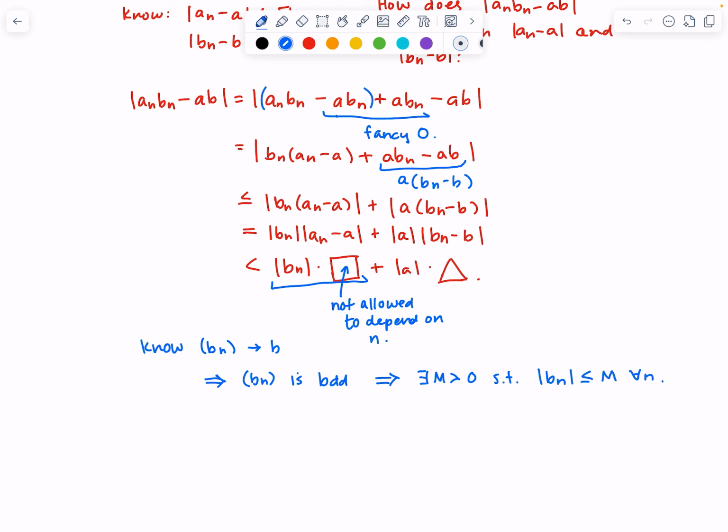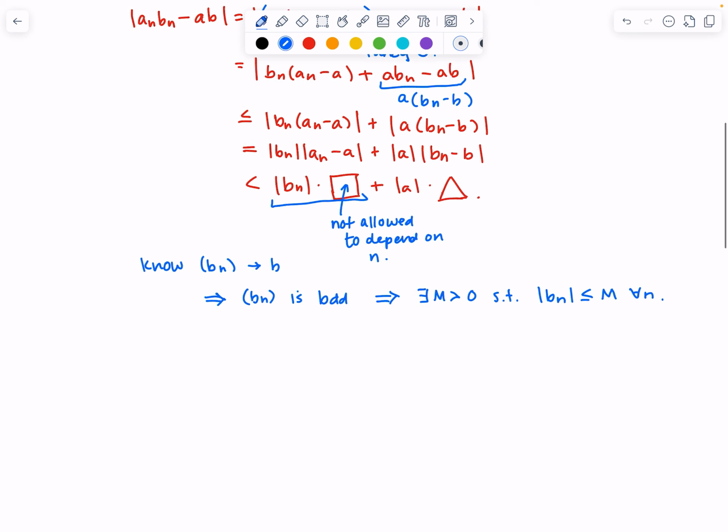The motivation for doing this is because I got to a point where I said, I can't choose what's in my box because it would need to depend on n. So I need to get rid of the part that depends on n, and the way you get rid of the part that depends on n in general is to relate that expression to a constant. When you take a sequence and relate it all to a constant, you're really talking about boundedness. So now I can say in another step that this is actually less than or equal to m times my box plus absolute value a times my triangle.